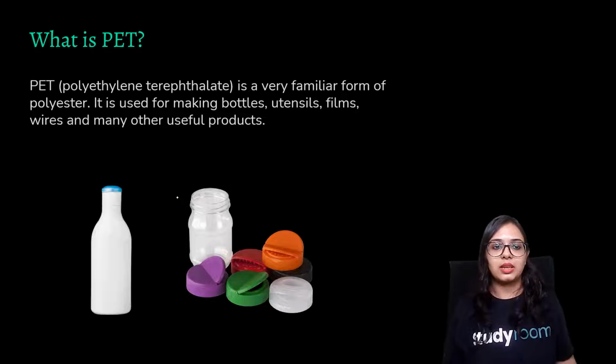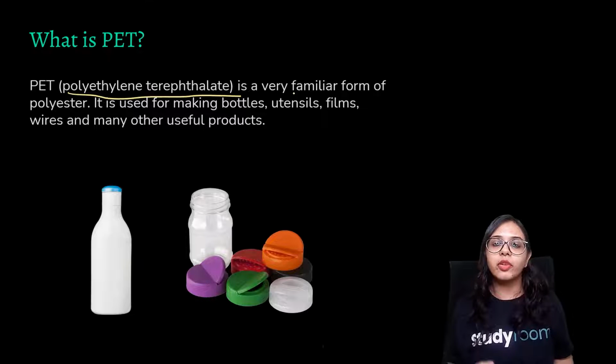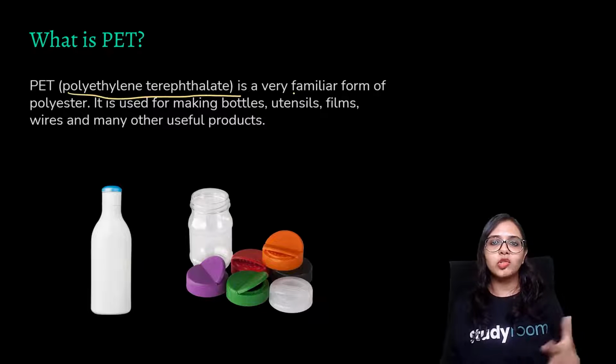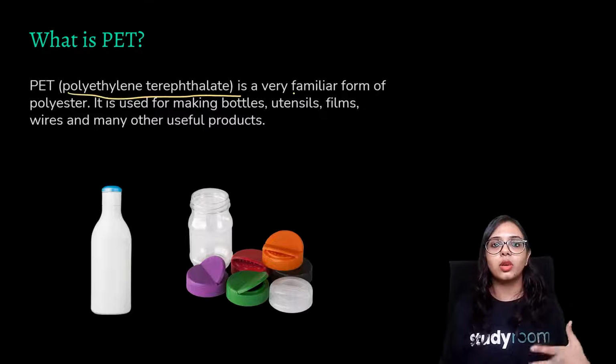What is PET? PET is also a special kind of polyester, like we had seen terylene. PET is polyethylene terephthalate. Polyethylene terephthalate is a very familiar form of polyester. It is used for making bottles, utensils, films, wires, and other useful products. You must have observed those special kinds of bottles. They are very sturdy, they are very strong, and they do not get broken. They do not get deformed very easily.